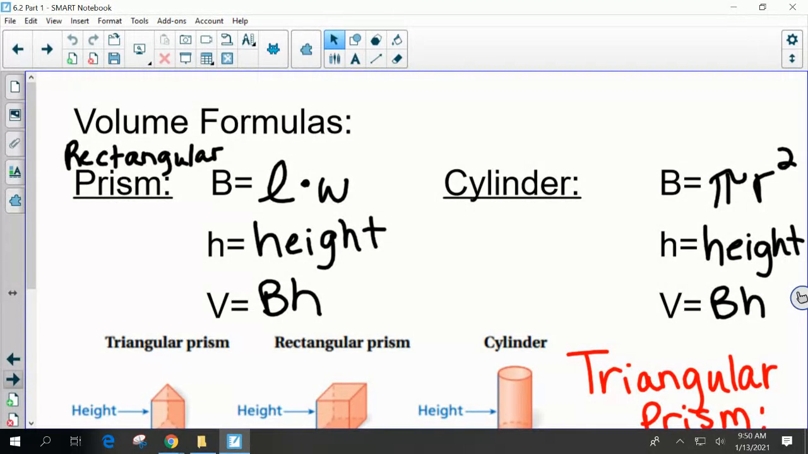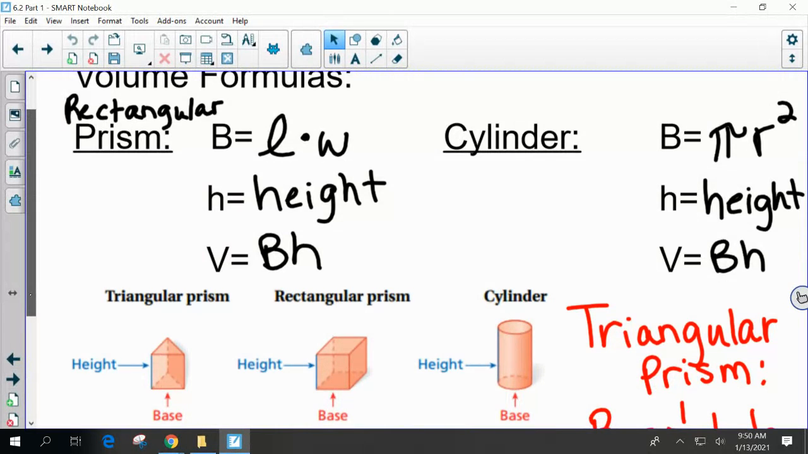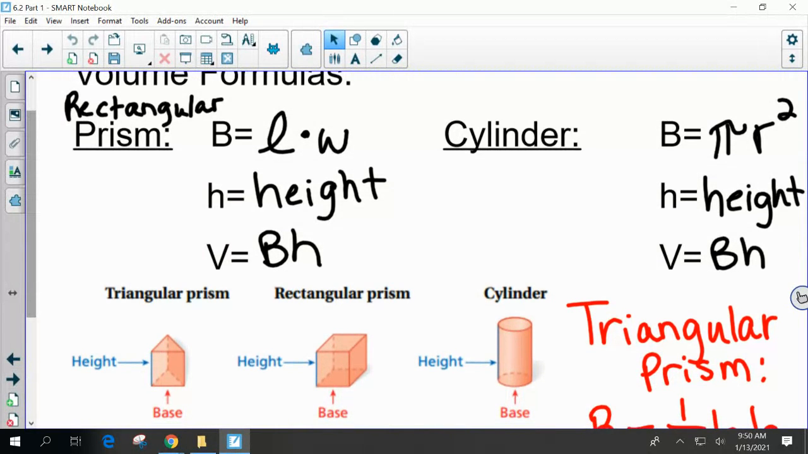So capital B equals the area of the base. And we get that by doing length times width. And then H always stands for the height. And V stands for volume. Okay. For a cylinder, which looks like this, like a Pringles can or a can of food or whatever, that's all a cylinder. So area of the base, capital B, is a circle, so it's pi r squared. The height is H, and the volume is the area of the base times the height.